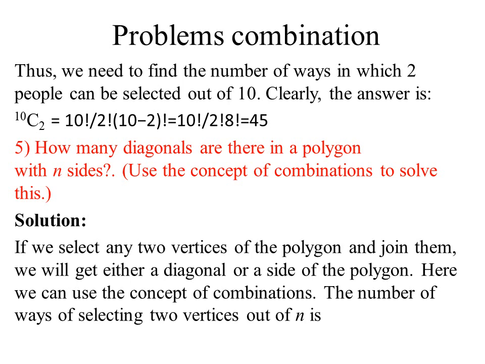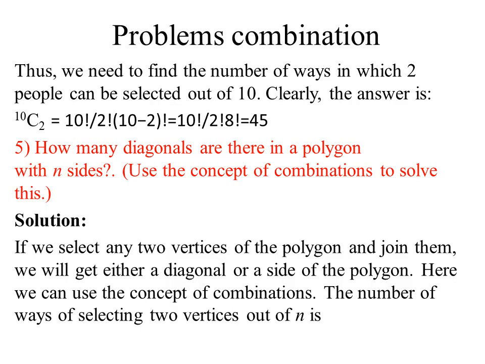Clearly, the answer is 10C2. That is 10 factorial over 2 factorial into (10 minus 2) factorial. That is equal to 10 factorial by 2 factorial into 8 factorial. Solving this, we get 45. We move to the next question.